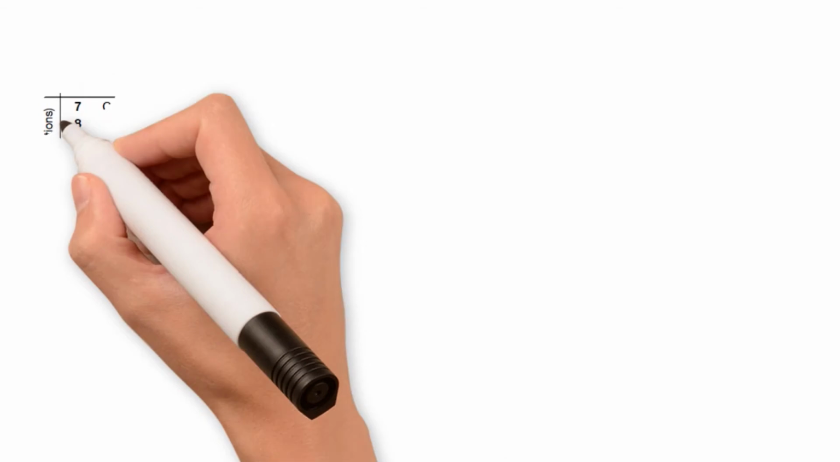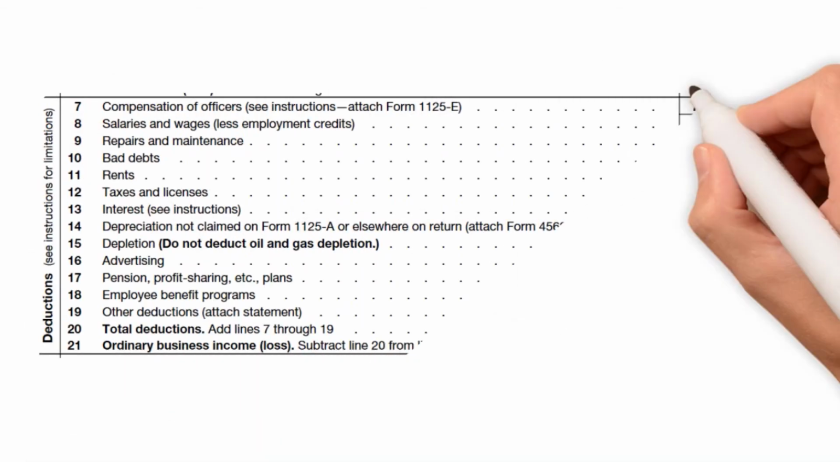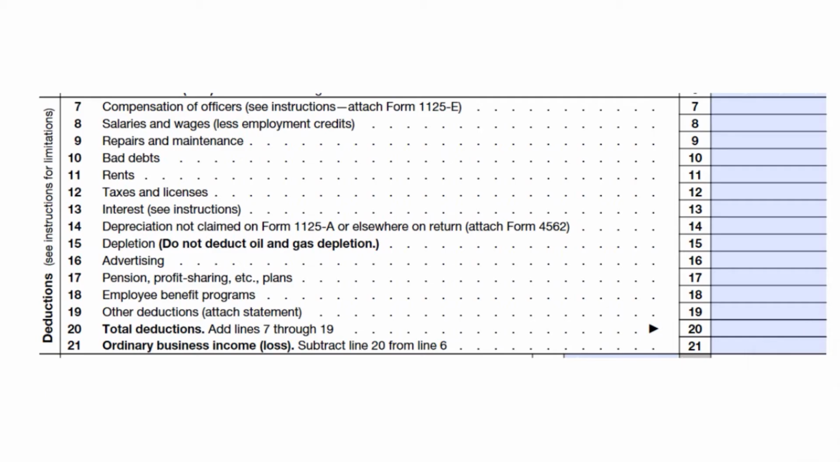And if we move on here, line 7, you have to put the compensation of officers. This is important, and we actually covered this in another show, especially Form 1125E. And line 8, you have salaries and wages. Remember to deduct from the salaries and wages the employment credits. This has to be the net balance here. Number 9, we have repairs and maintenance. 10, bad debts. This is allowance for doubtful accounts. So 11, you have rents. 12, you have taxes and licenses. 13, you have interest. This is the interest that you paid on loans that the S Corp has taken during the year or through previous years.